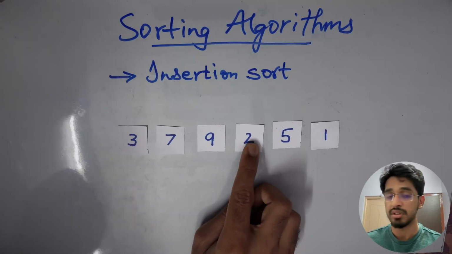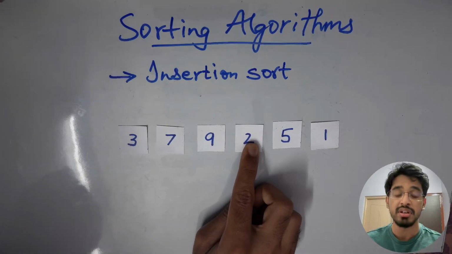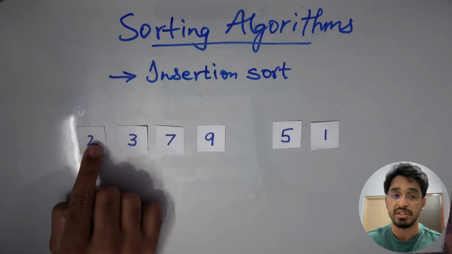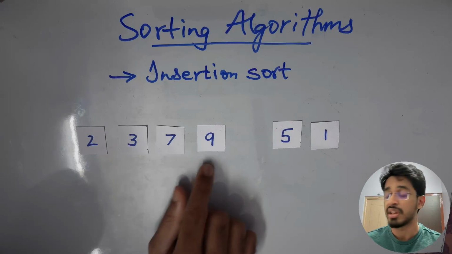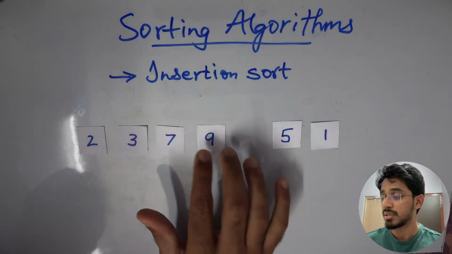You see 2 over here, so we need to sort this, right? We need to place this 2 in a particular slot. Basically we need to insert it at the first, or the 0th, index. Now you see that 2, 3, 7, 9 are sorted and the rest of the elements are unsorted. Let me just bring this to the center.